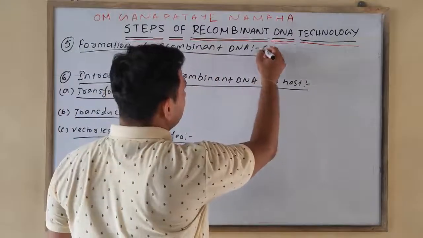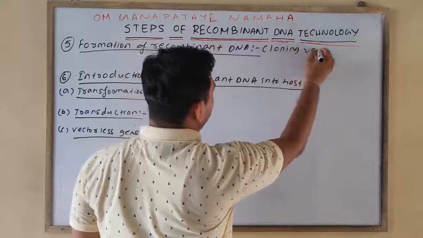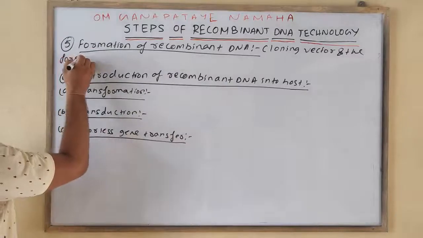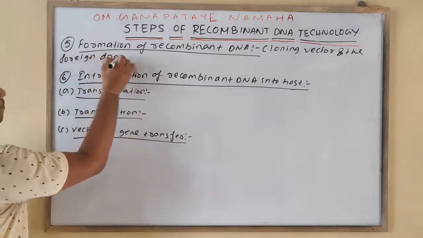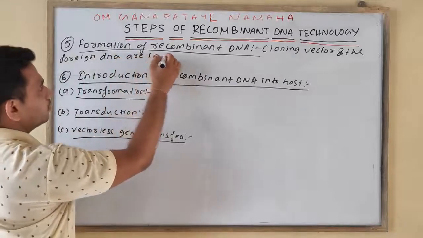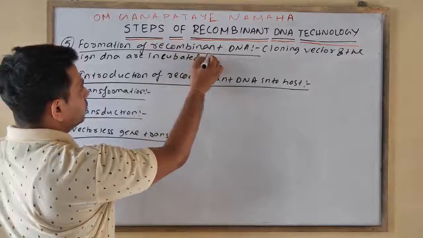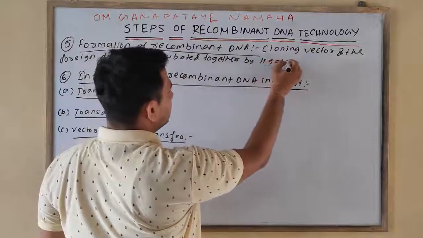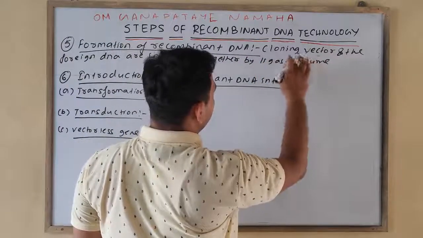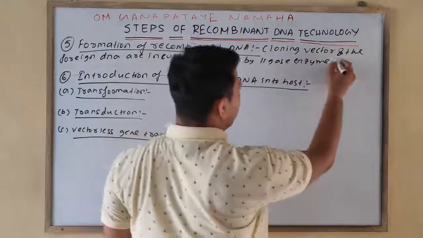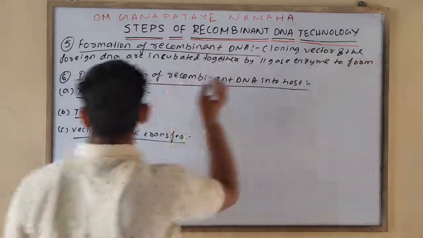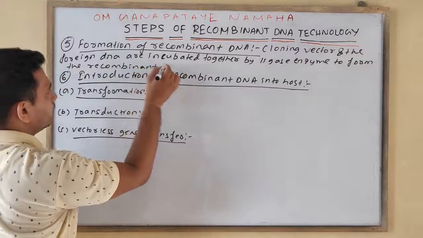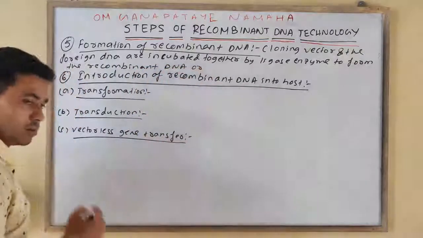The cloning vector and the foreign DNA are incubated together by ligase enzyme to form the recombinant DNA, or the chimeric DNA.